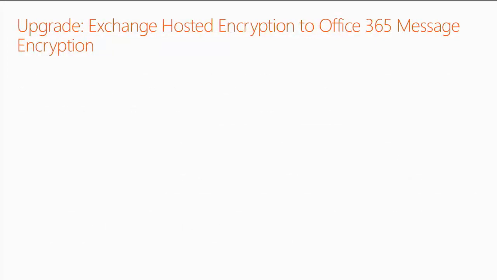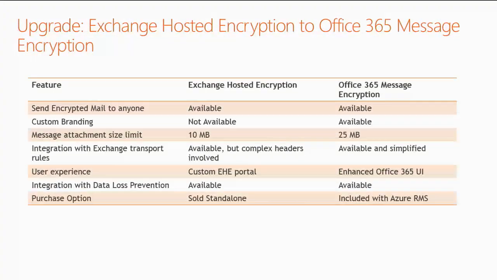So what is actually different about EHE and OME? Some of the highlights that I want to call out is the file attachment size has gone up. EHE gave you 10 MB, and OME will give you 25 MB. And you have the rich customization that's possible. Also, you get this as part of Azure Rights Management, and you get all the goodness of Azure Rights Management as well.